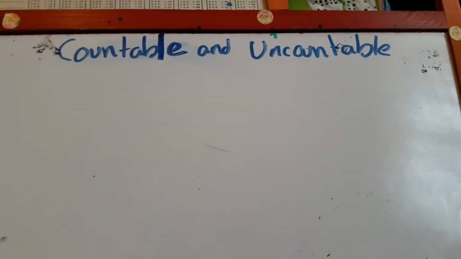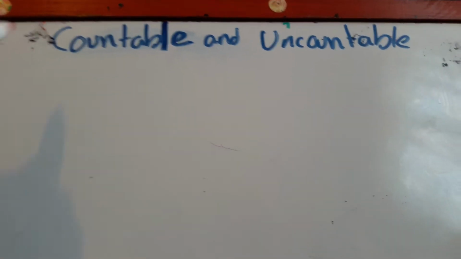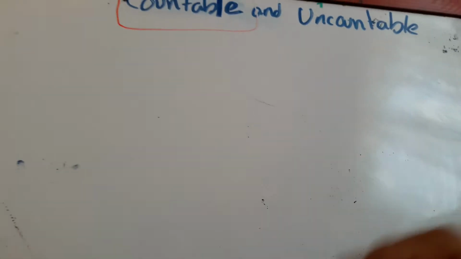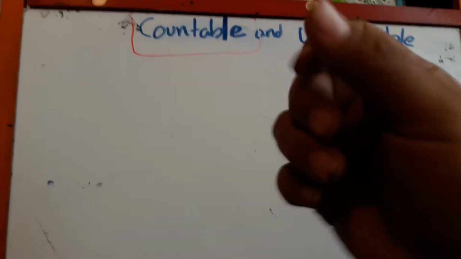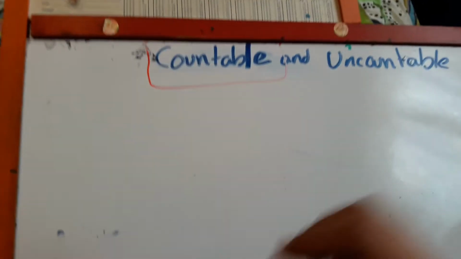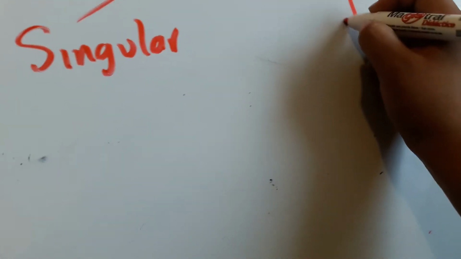Hi guys, let's start. Today we are going to check countable and uncountable nouns. So first of all, we are going to start here with the countable nouns, right? Countables are the ones that you can count: 1, 2, 3, 4, 5, and all of them, okay? So here we have two ways, singular and plural.